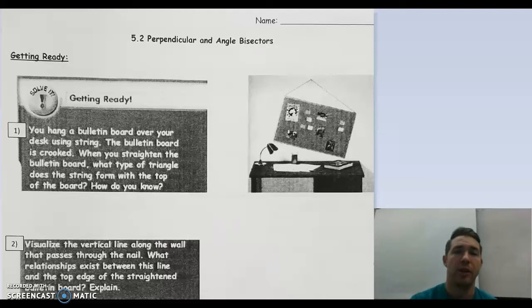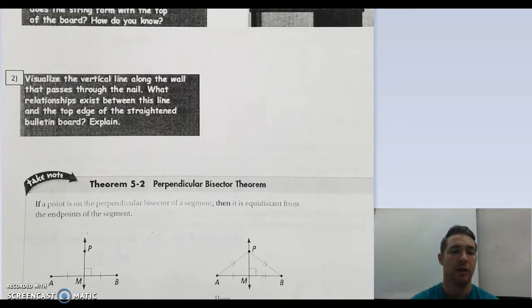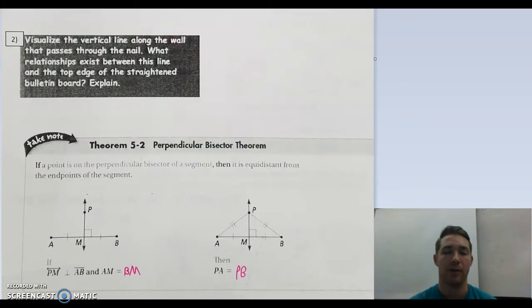In 5.2, we're restricting our focus just to look at two different kinds of segments, and that's perpendicular or angle bisectors. First question, we might look at this a bit in class together, but we're going to skip through it and just basically look at our first definition, which is our perpendicular bisector theorem.